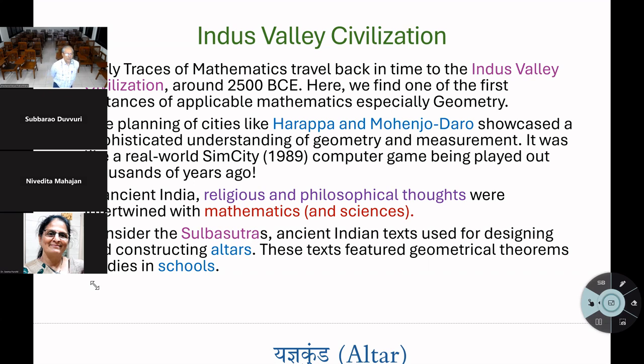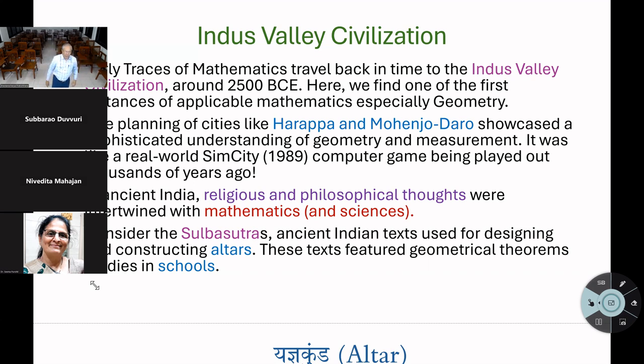So the Shulva Sutras are ancient texts, and these were by various people. Bodhayana is one of them, and there are others. So there are the Bodhayana Shulva Sutras, Apastamba Shulva Sutras, Manava Shulva Sutras, Katyayana Shulva Sutras. Shulva actually is for measurement, and Shulva means cord. So you are measuring using a cord.